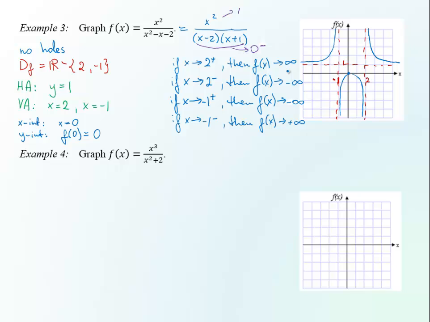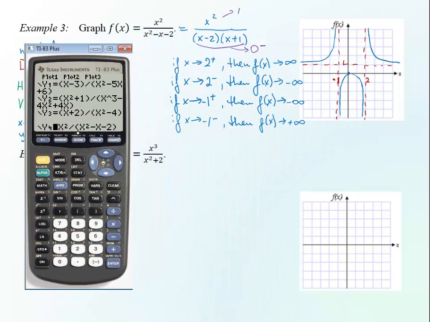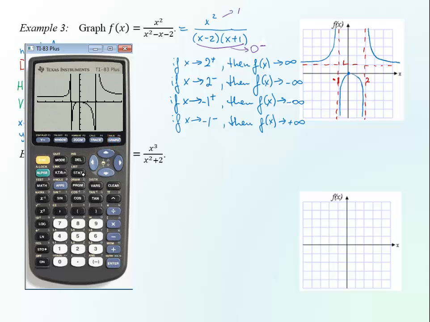Now it's a good time to plug the formula into the calculator and confirm if the graph really behaves that way. And see this graph, x squared over x squared minus x minus 2. Graph it. Yes, the graph looks exactly the same. It seems like we have a horizontal asymptote at 1.